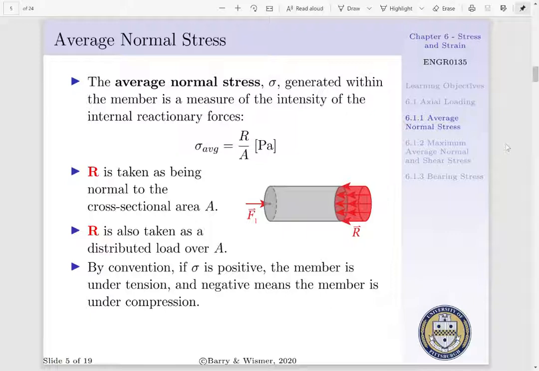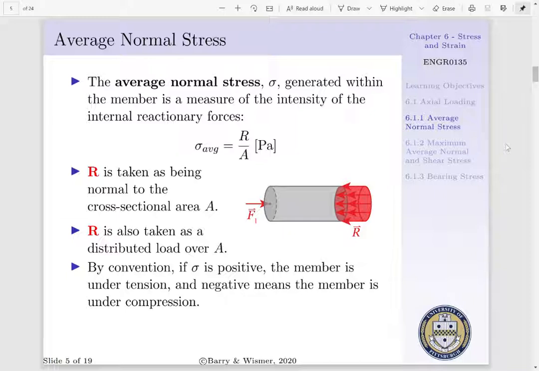Now, this internal reactionary force is going to result in the generation of a stress, and we can define our average normal stress, sigma, as this internal reactionary force per the cross-sectional area of our member. We note that sigma has units of pascals, or force per unit area. Now, R in this instance is going to be taken normal to the cross-sectional area, and we'll also treat R as a distributed load, acting over this cross-sectional area.